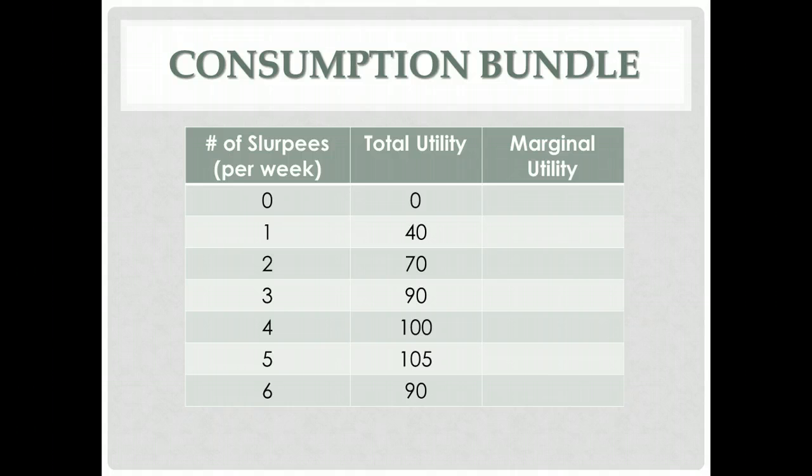So for example, if we look at Slurpees, we could say if I go from 0 Slurpees per week, where I have 0 happiness or utility, to 1 Slurpee, I'm going to get 40 units of happiness. So the marginal utility, the increase in utility I receive for 1 more Slurpee, is 40 utils. So if I go from 1 Slurpee to 2, then I'm going to go from 40 units of happiness to 70. So the incremental increase going from 1 Slurpee to 2 is 30 utils. So my marginal utility there would be 30.